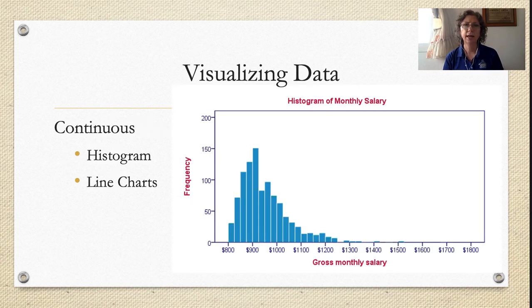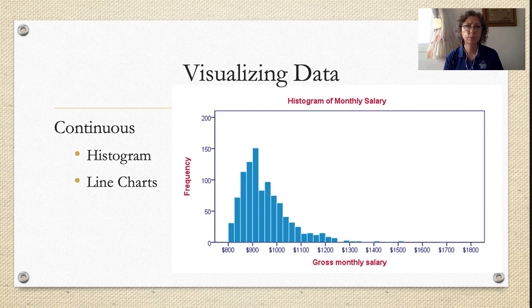When we're looking at continuous variables, now we're looking at mean and standard deviation. And the different ways we would visualize this data are with a histogram, which shows how many times we had that amount, right? So $900 looks like the most often occurring one. That would be the mode of salary. But this histogram shows us the count of all of them across that sample.